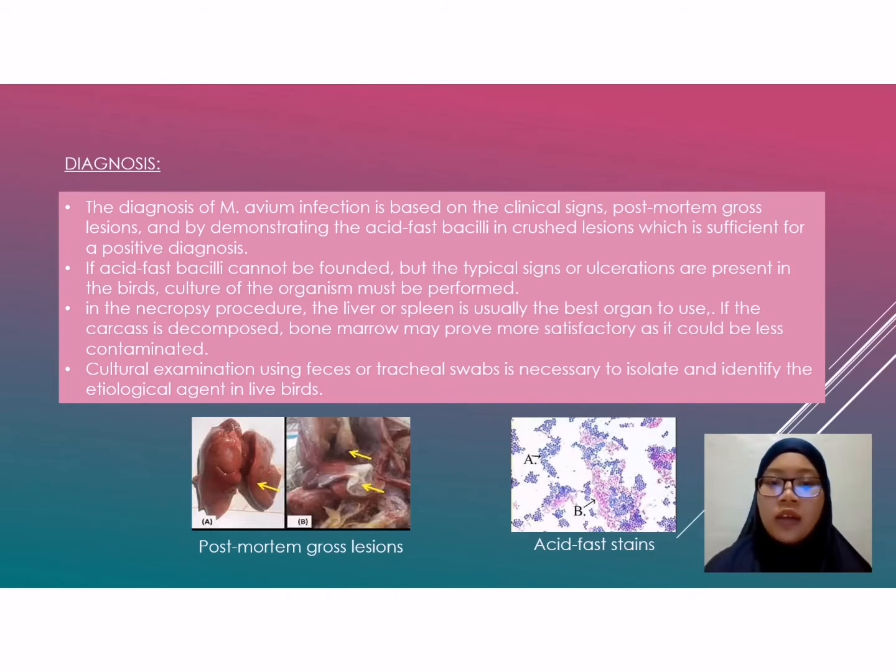In the necropsy procedure, the liver or spleen is usually the best organ to use. If the carcass is decomposed, bone marrow may prove more satisfactory, as it could be less contaminated. Cultural examination using feces and tracheal swabs is necessary to isolate and identify the etiological agents in live birds.